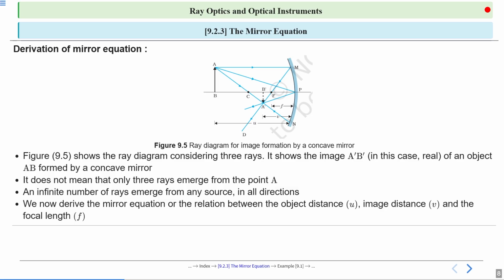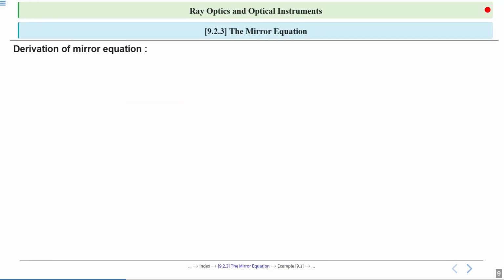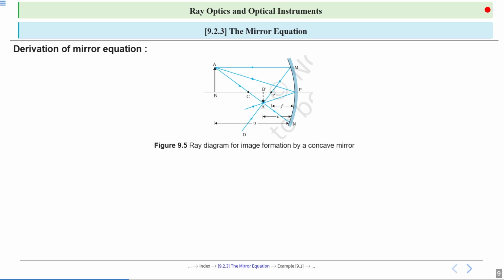We now derive the mirror equation, the relation between the object distance u, image distance v, and focal length f. So from figure 9.5, the two right angled triangles. What triangles? Right angle triangles A'B'F, this small triangle, and MPF.